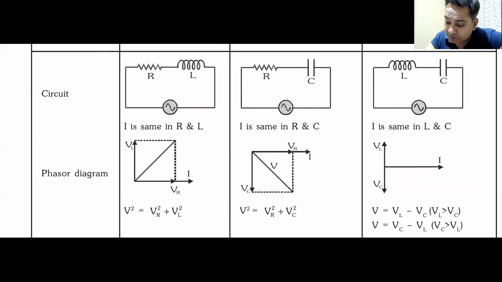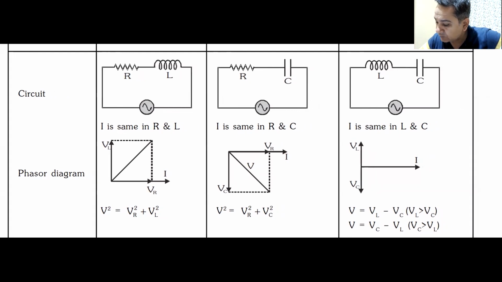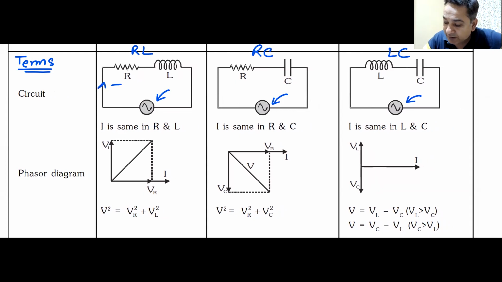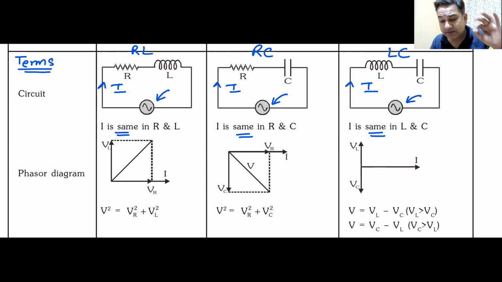Here we have different terms. The heading of this column was different terms. This is the LR or RL circuit, this is the RC circuit, and this is the LC circuit. I hope everyone understands this. This is my AC source, and we had seen that the same current, though not in the same phase, will flow in all three cases because it is a series circuit.